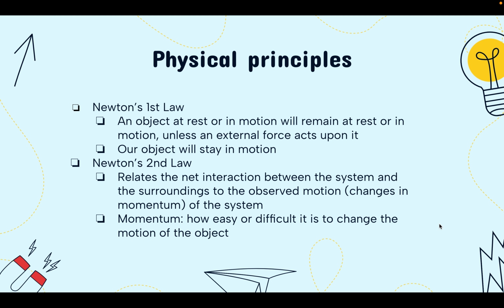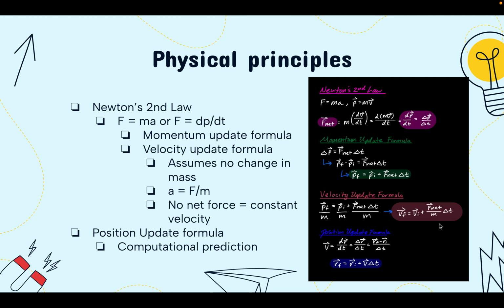Newton's second law relates the net interaction between the system and the surroundings to the observed motion of the system, which can be seen as a change in momentum. Momentum is how easy or how difficult it is to change the motion of an object. Newton's second law is more commonly seen as F equals ma.